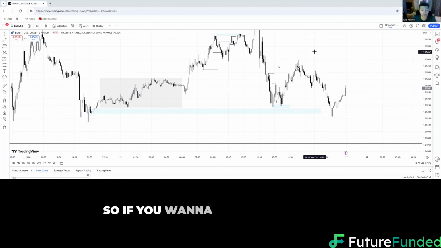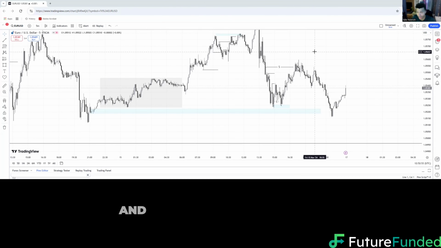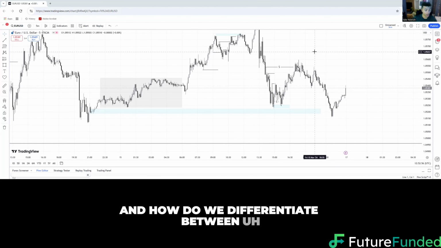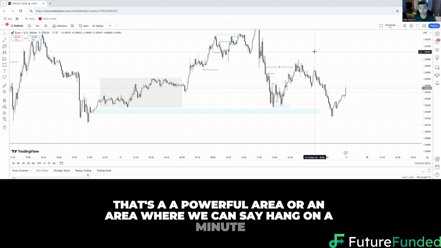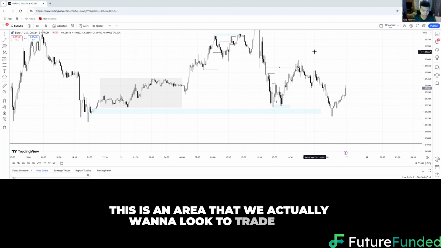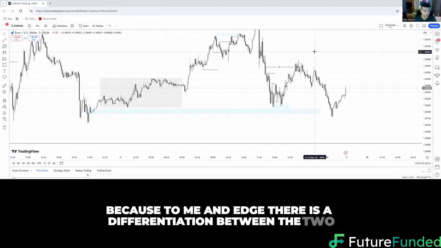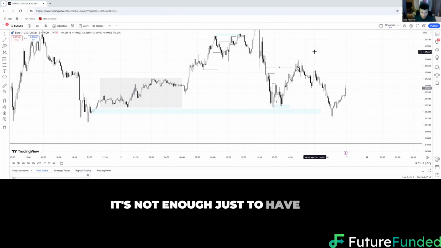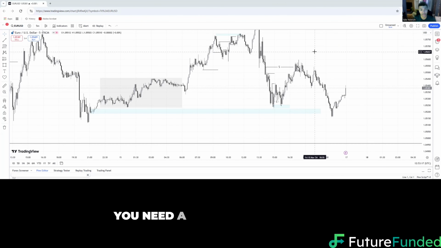So if we want to start to validate points of interest and what makes a valid point of interest, how do we differentiate between an area where we can say, okay, that's a powerful area, or an area where we can say, hang on a minute, this is an area that we actually want to look to trade from? Because to me and to my edge, there is a differentiation between the two. All right, it's not enough just to have one particular 5-minute point of interest and then go from there and enter. You need a certain entry model that puts the probabilities in your favor. All right, that's what gives you the edge in the market.